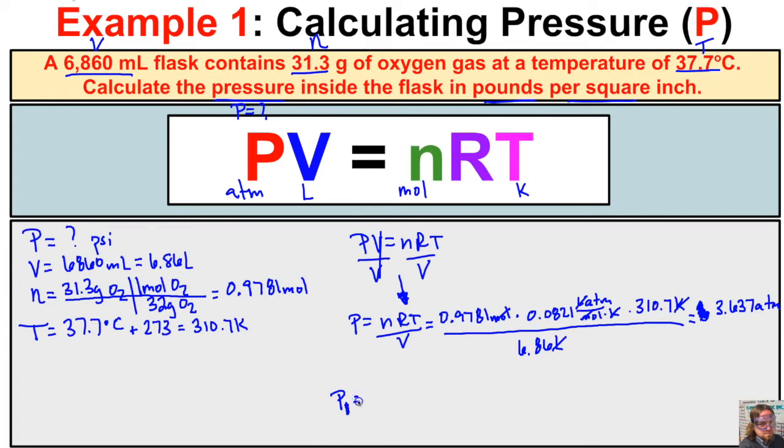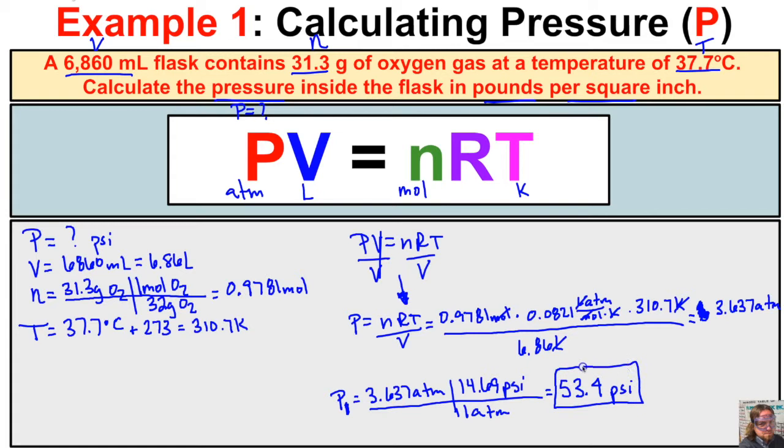To get the pressure here, we're simply going to take the atmospheres, which is 3.637 atmospheres, and do a little dimensional analysis. We know that 1 atmosphere, 1 ATM, is 14.69 psi. And so we multiply these two numbers together, and we're going to end up with a final answer of approximately 53.4 psi. So that is going to be the pressure of the oxygen gas that is inside of this flask right here.